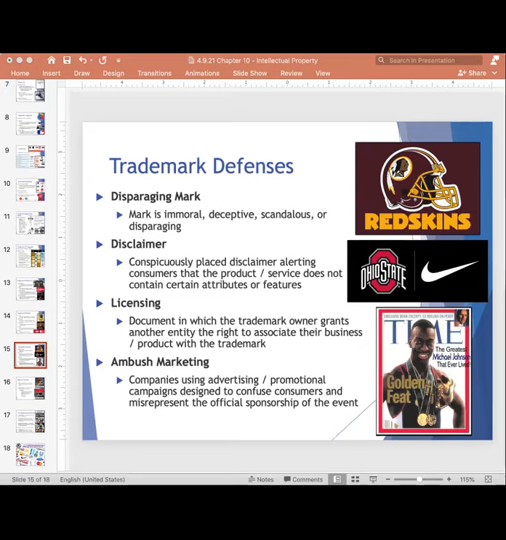And then there is licensing. So a license, as previously mentioned, is a written document where the trademark owner grants another party the right to associate their business or product with the mark of this trademark owner. So, Ohio State is a Nike school. That's a great example of a license.